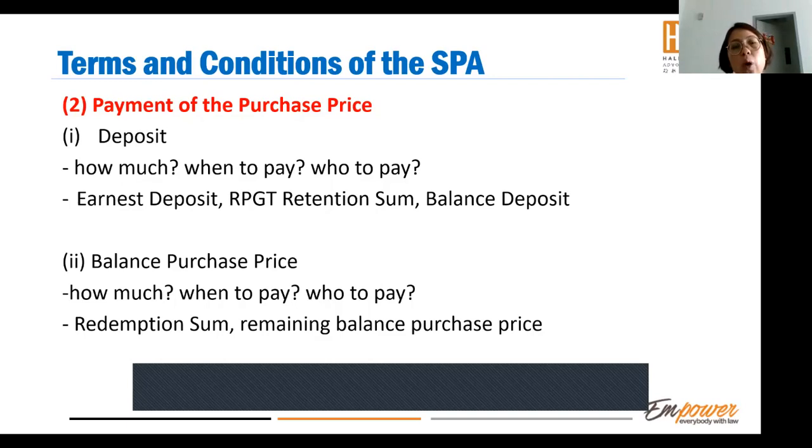Okay, so only after deducting the earnest deposit and the RBGT retention sum will the balance deposit be paid to the vendor. So all those breakdowns must be made very clear in the agreement, stated down. Okay, so all those end up being the deposit. Usually it will be 10% of the purchase price, but in some transactions they will agree on another sum, like maybe 20%, 30%. It's up to the parties' negotiation and agreement.